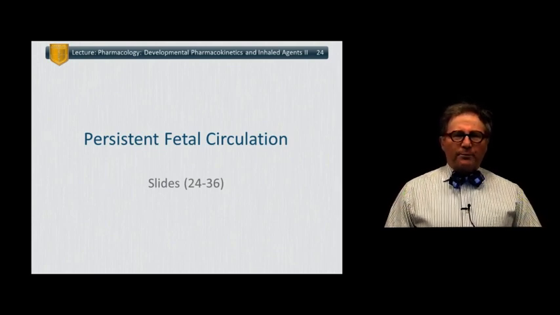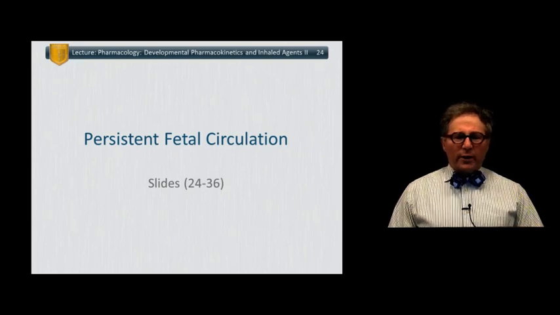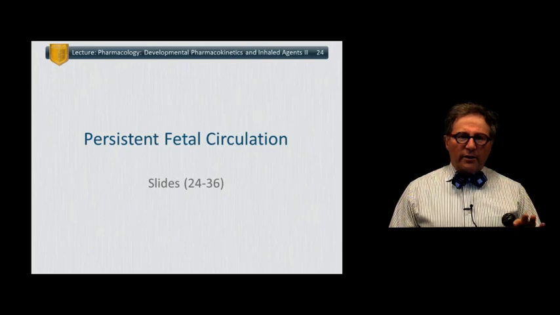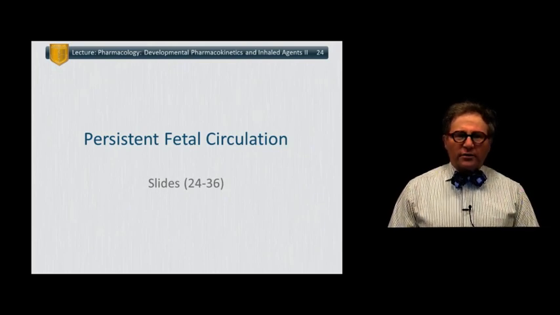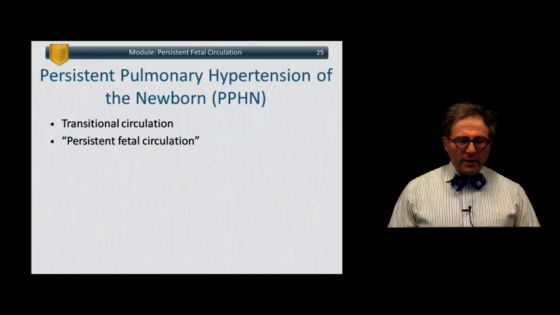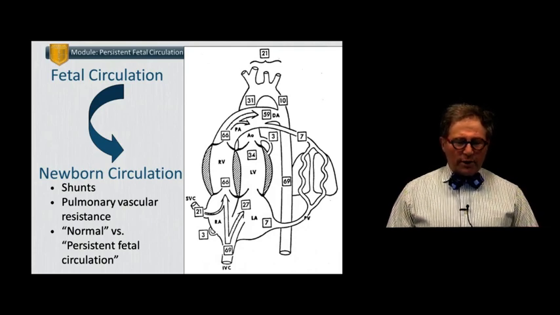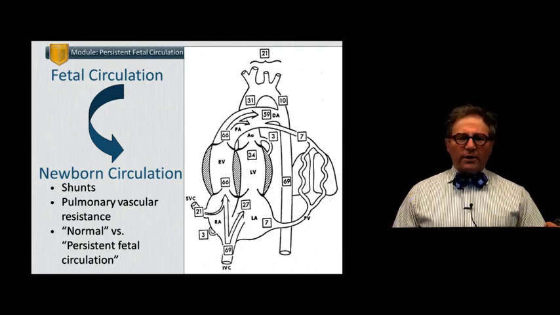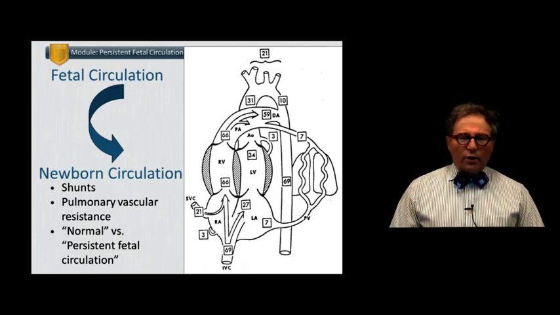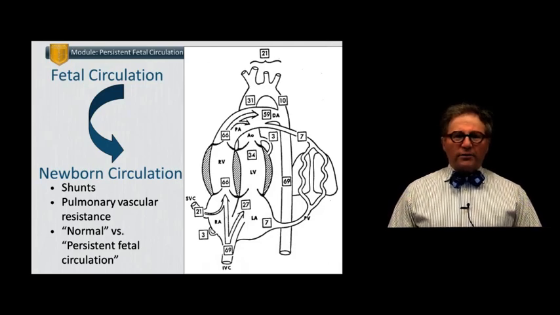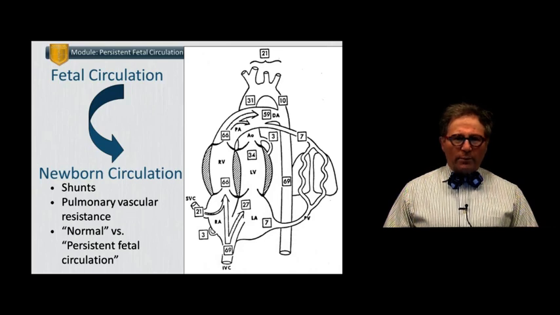Once the baby is born, these three shunts gradually close, except in some circumstances, and that is a condition known as persistent fetal circulation. And it results in persistent pulmonary hypertension of the newborn. So we have a transition period from fetal to newborn circulation where a number of changes occur. The shunts that were present helping to direct the blood flow become closed over a period of time.